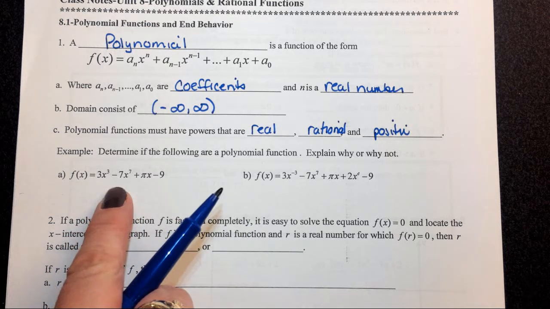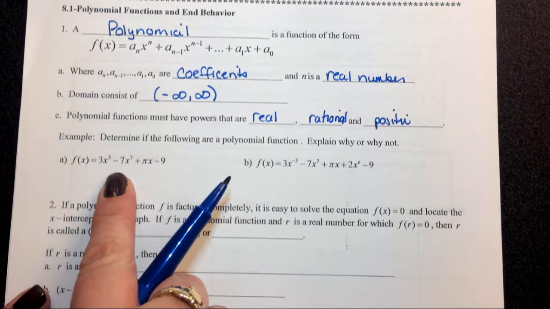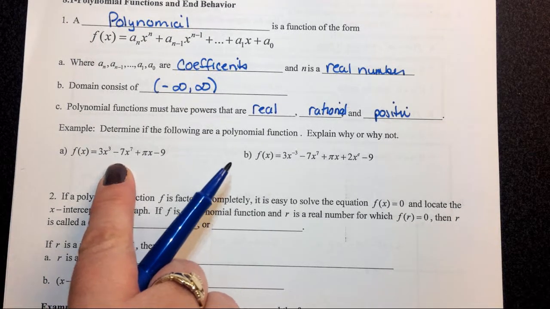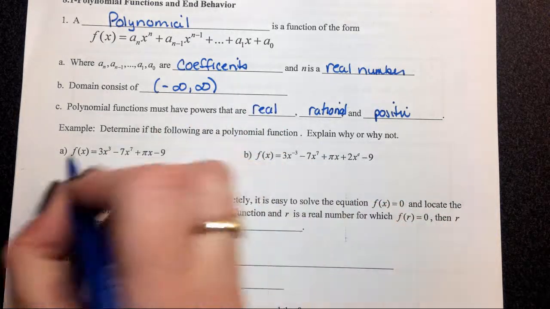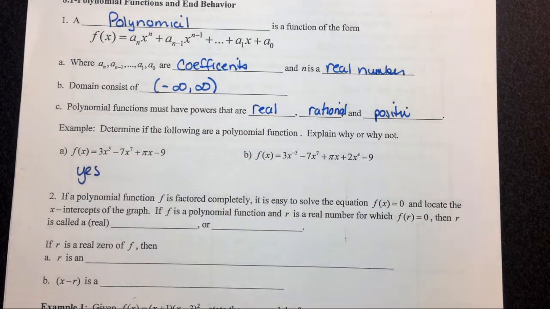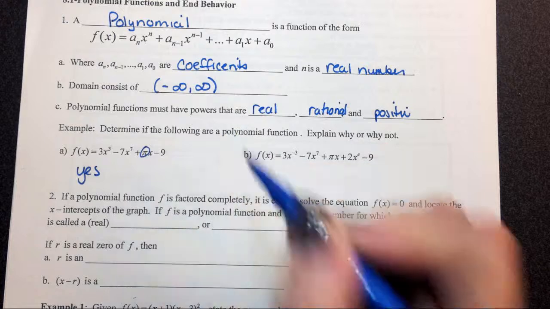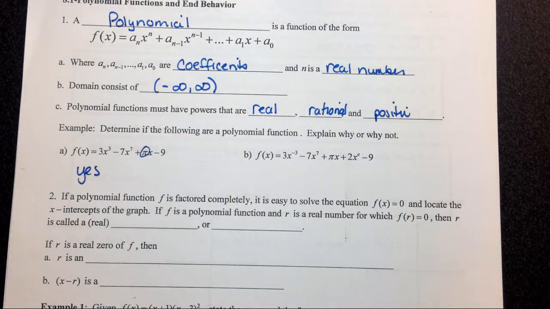All right, so for example, would this first one be considered a polynomial function? Are all my powers positive whole numbers? Yes. So this is a polynomial function. The pi, remember, is not an exponent. The pi is a coefficient. So it's okay to have an irrational coefficient. It's not okay to have an irrational power.